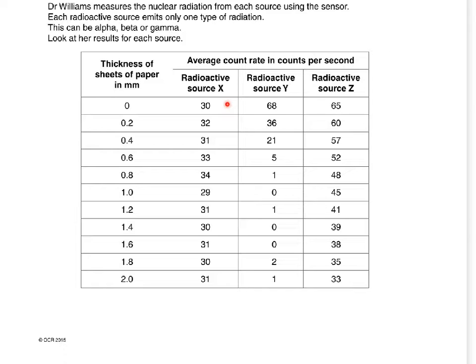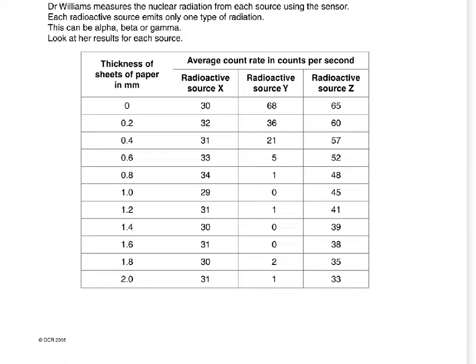So with radioactive source X, although there's some fluctuation, this number here isn't changing. It's around 30, and it will fluctuate up and down because radioactivity is random. In this particular column, the values drop very significantly, practically down to 0. That shows me that this source is being stopped by the paper. So when we get to about 0.4 millimeters, 0.5 maybe, or 0.6 millimeters, sorry, we are seeing a vast reduction in this value, and therefore this source is stopped by paper.